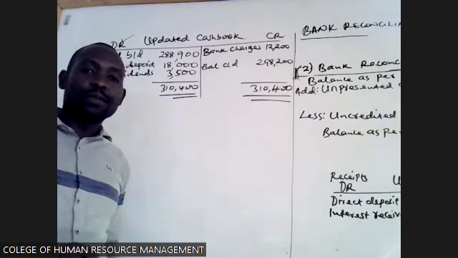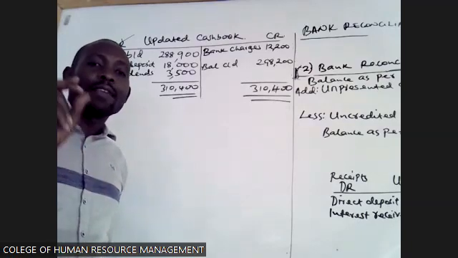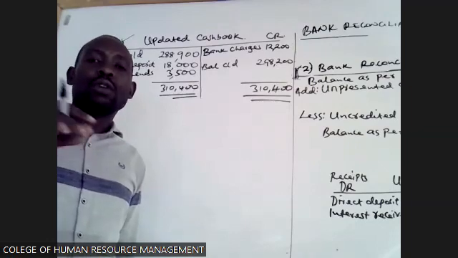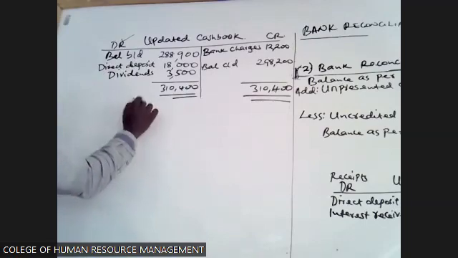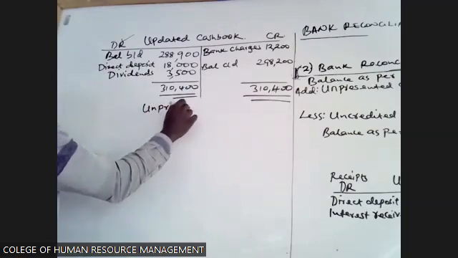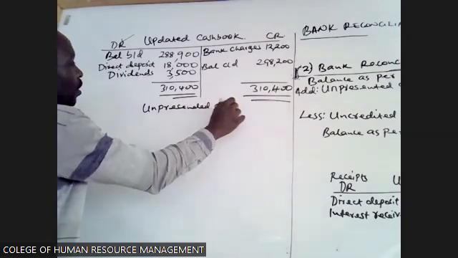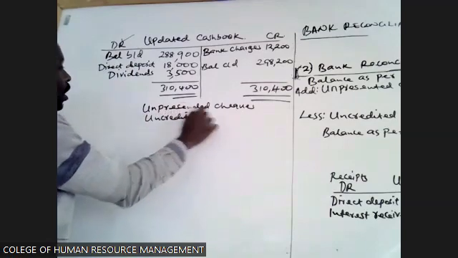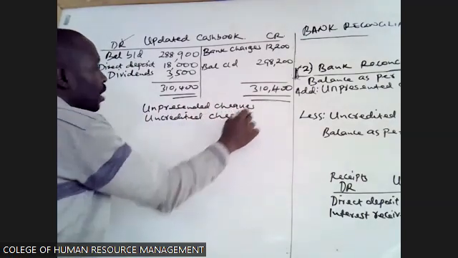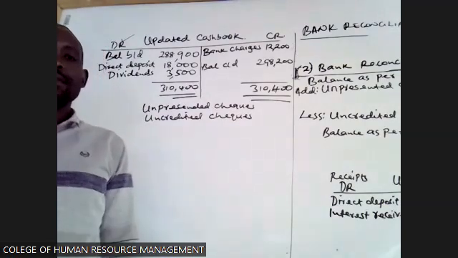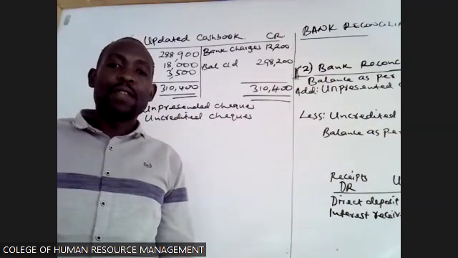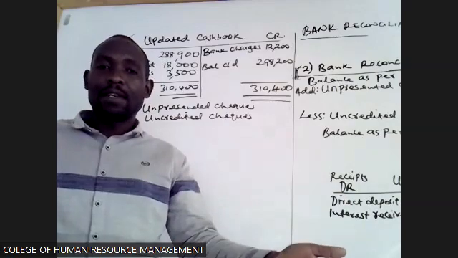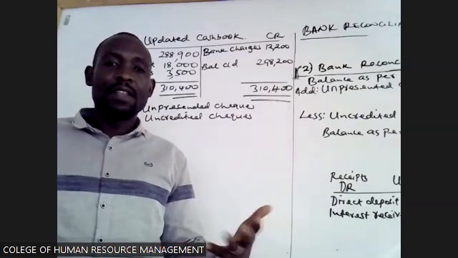Now, you can agree with me. For you to do reconciliation, you must have unpresented and uncredited checks. You cannot do reconciliation without them. So you need to get the unpresented checks. You need to get the uncredited checks. Very important for reconciliation purpose. And how do we get them? From the definition that we gave them. They are in the cash book. They are missing in the bank statement.